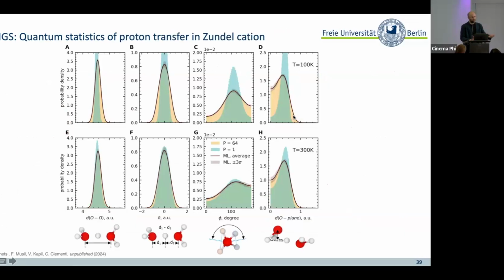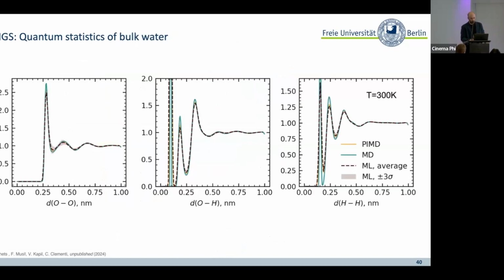Also more challenging systems like the Zundel cation, that is two water molecules with a proton in the middle. In this case, again, we can perfectly recover the quantum distribution at the cost of the molecular dynamics simulation that is completely off, especially when we go to low temperature. We can also recover the correct result for bulk water, so in the case of a more extended system.